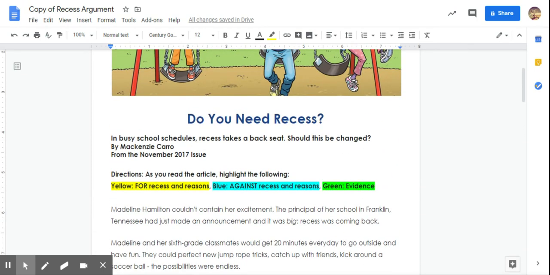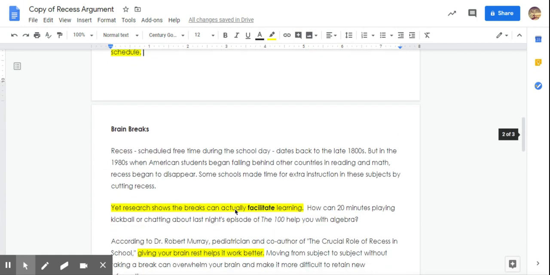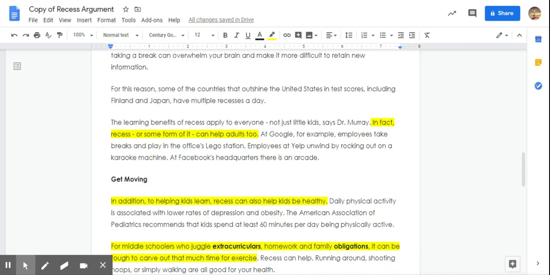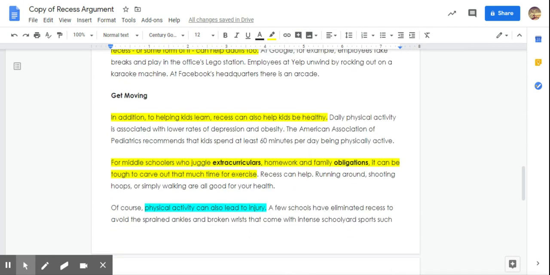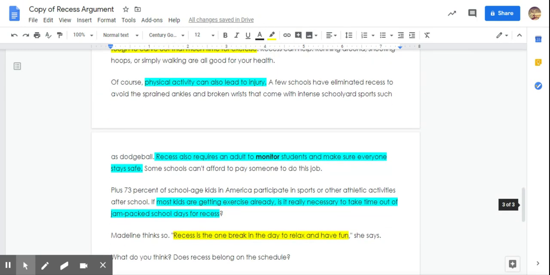So notice the way that this author has structured this. They start off with an example. They give you the yellow, the for recess, right off the bat. And then they break it up into reasons. So they give you brain breaks, and then they give you some examples and things that support it. Then you have get moving, and they give you some reasons to support it. And then they go into the blue side, the opposite side, with a few reasons why the schools should not put recess back in. Okay.